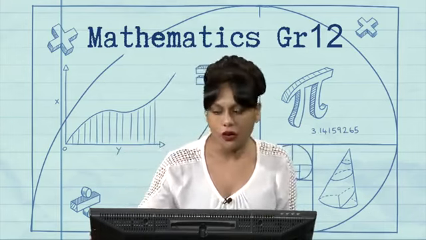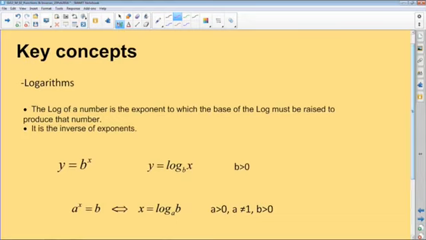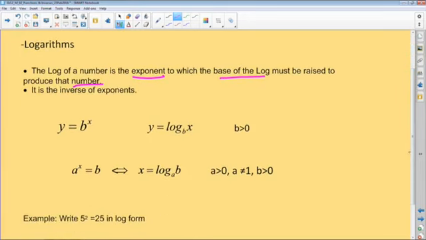So there are your formal definitions, but just think of it as the log is another way to write an exponent. The log of a number, if you're looking for the formal way, is the exponent to which the base of the log must be raised to produce that number, and it is the inverse of exponents. So if you have any exponential function, like y is equal to b to the x, well, we're dealing with a log, so b has got to be greater than 0. You cannot take a log of a negative number, so therefore we restrict b.